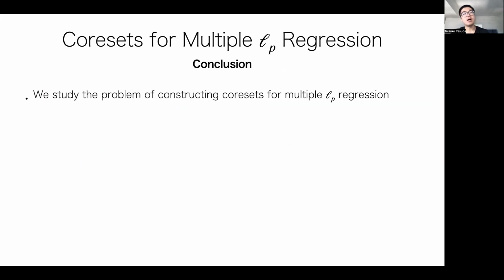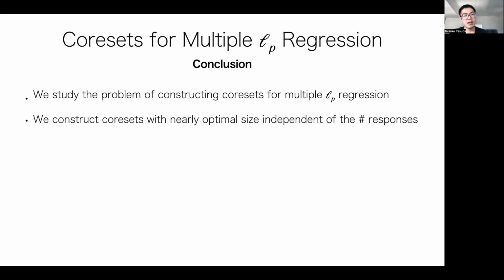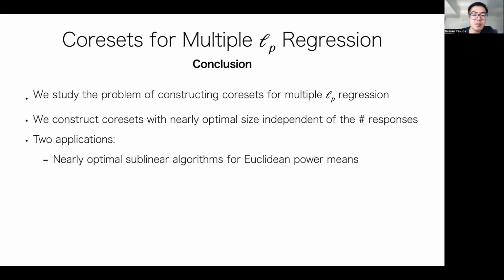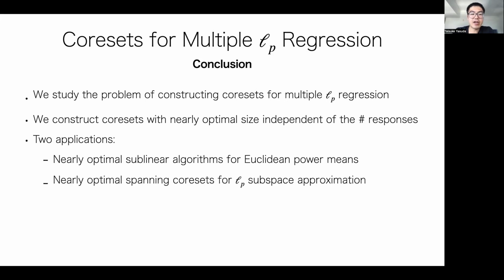So to conclude, we studied the problem of constructing coresets for the multiple LP regression problem. And we gave a construction which has a nearly optimal size, which is in particular independent of the number of responses in the multiple LP regression problem. And as a result of our theorems, we give two applications. The first is a nearly optimal sublinear algorithm for Euclidean power means. And the second is a nearly optimal spanning coreset for LP subspace approximation.